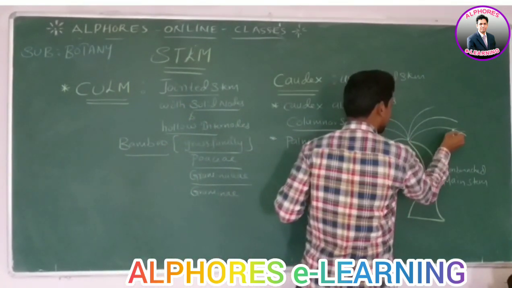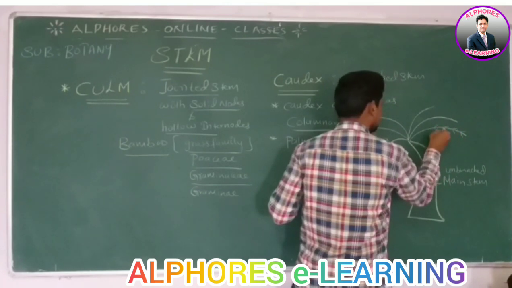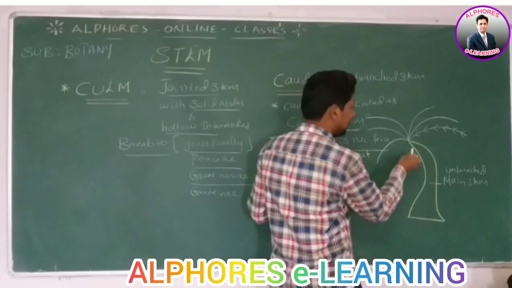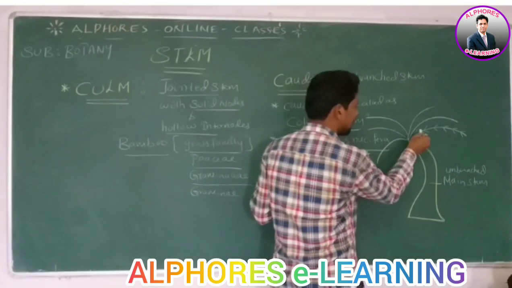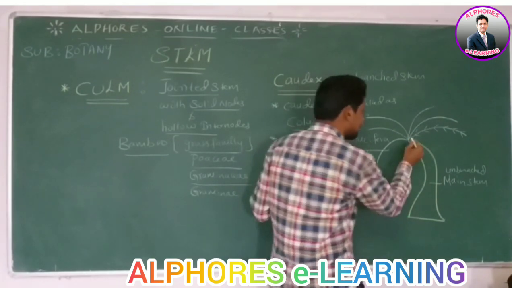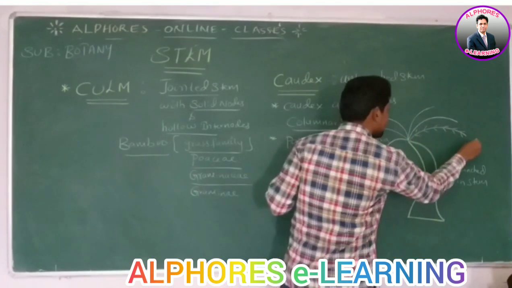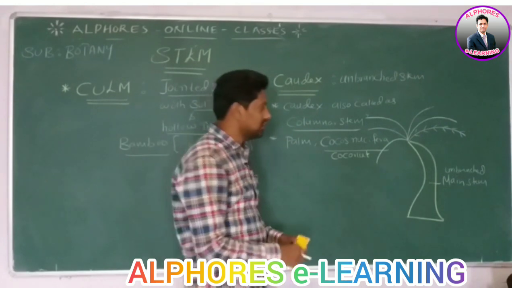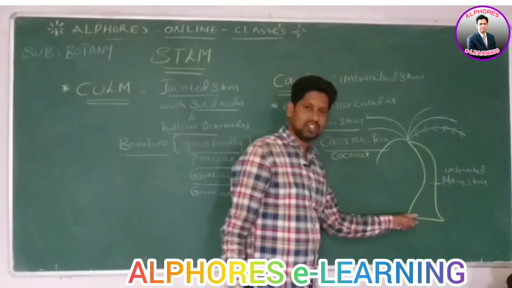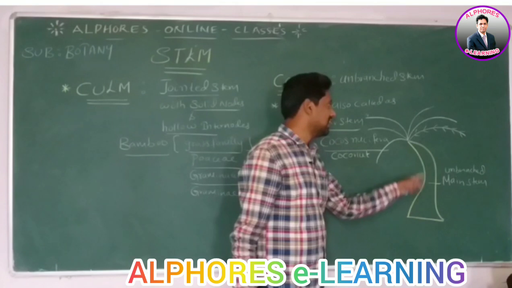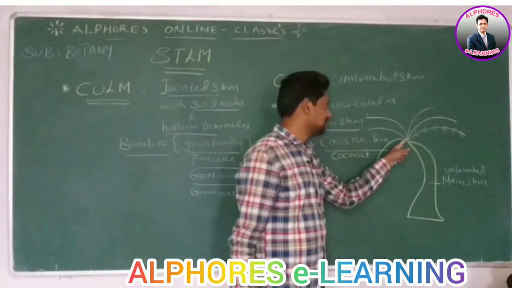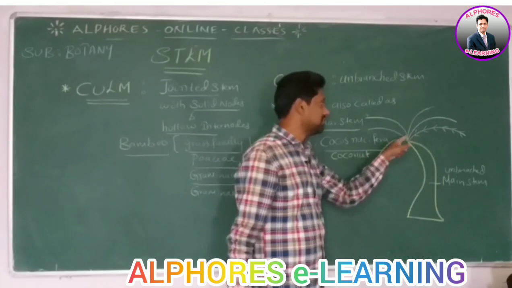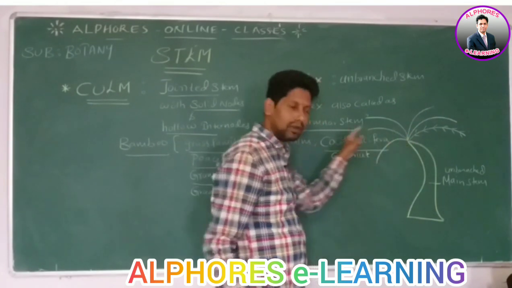You should be very careful. See this diagram. In this diagram, these are not leaves. Then where is the leaf? This complete structure is one leaf. Therefore, the main stem is unbranched and it bears a cluster of leaves. This is one leaf, this is one leaf. Therefore, a cluster of leaves at its tip. Is this statement okay?